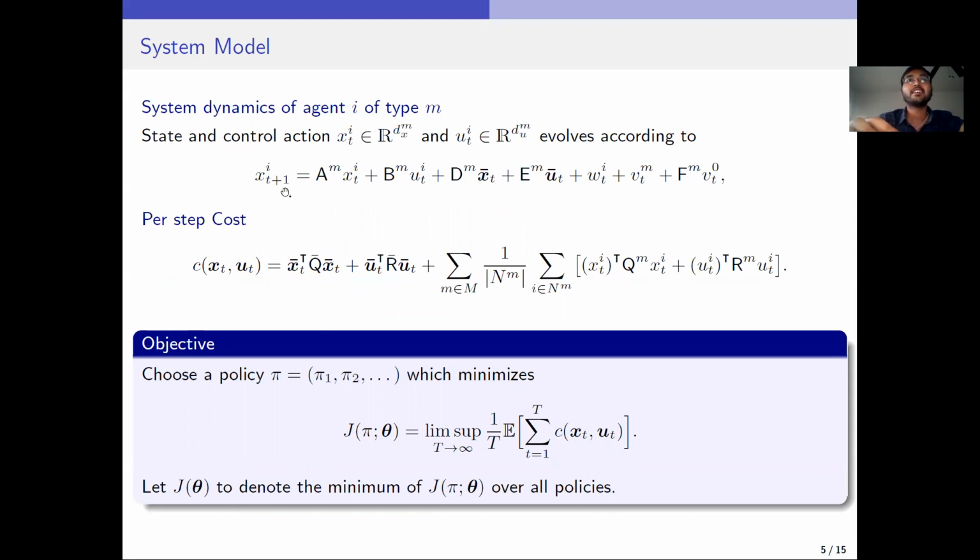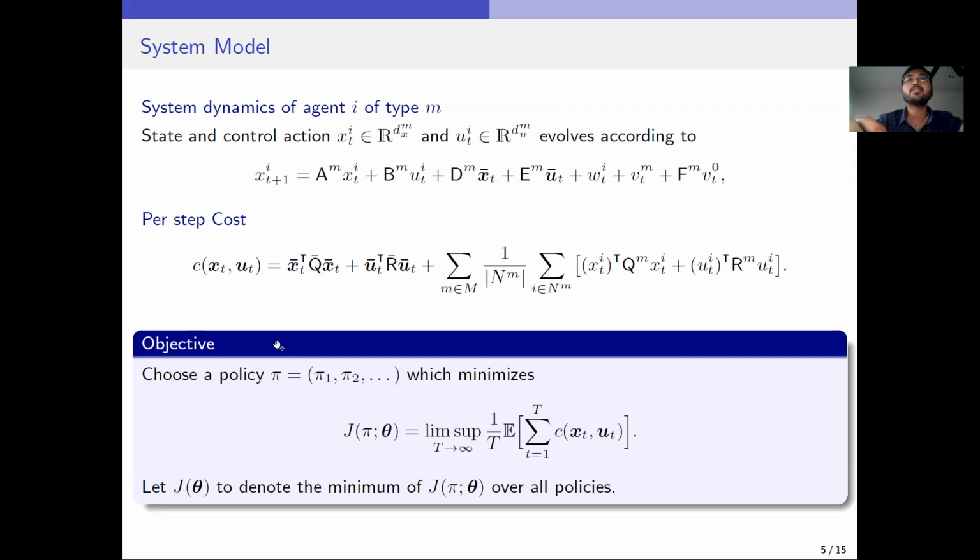We see that the state x_i,t+1 depends on the current state and action variable as well as the empirical variables x bar t and u bar t, plus a local noise, a noise common to that particular type, plus a global noise. The per step cost can also be decomposed into the mean part as well as the relative part, and it is represented by c(x_t, u_t). We see that it depends on the current state and actions as well as the empirical state and action variables.